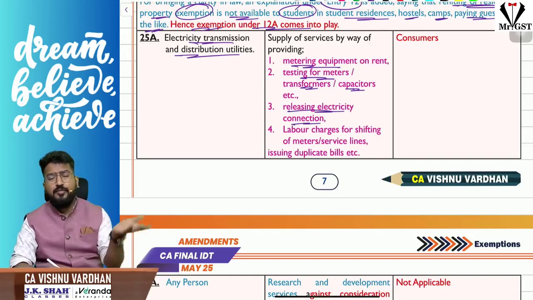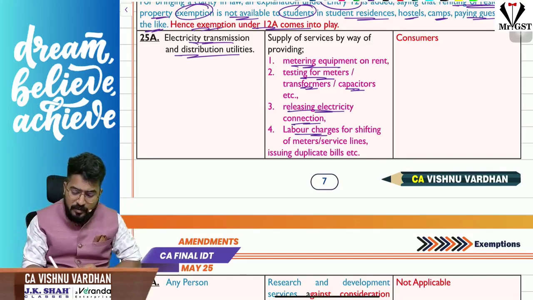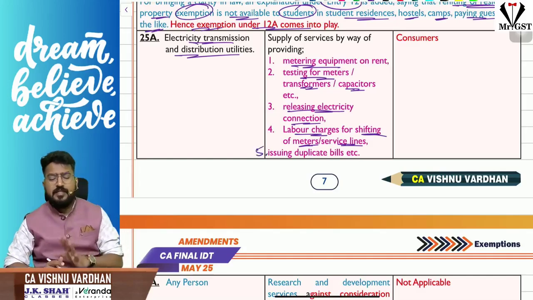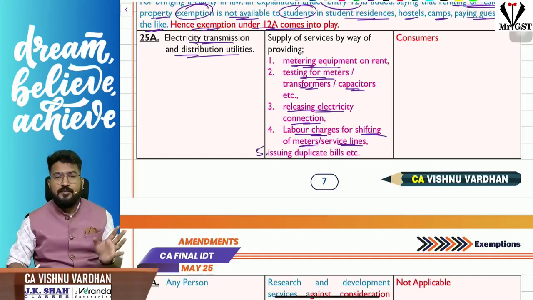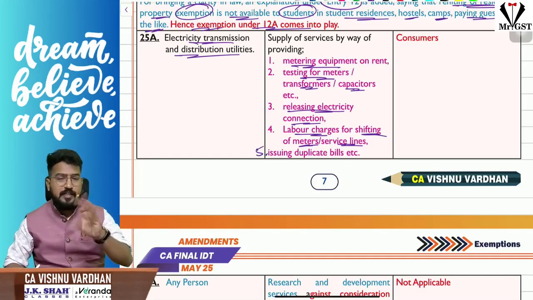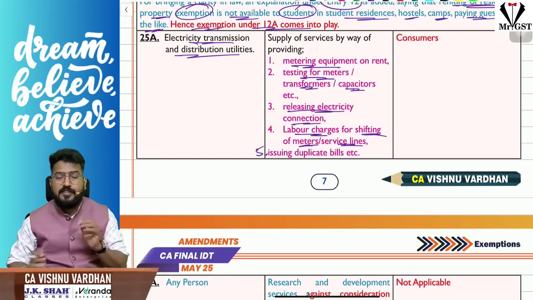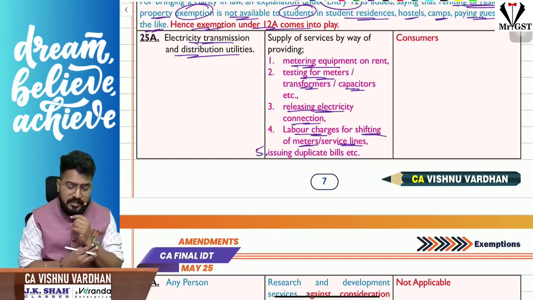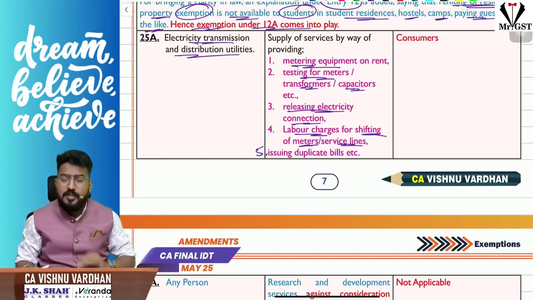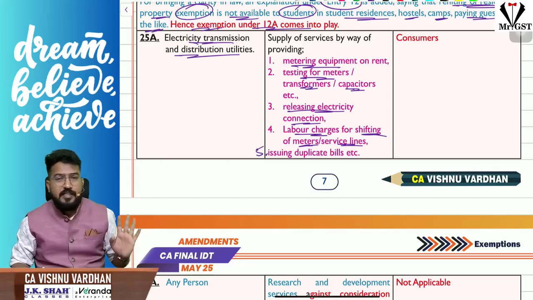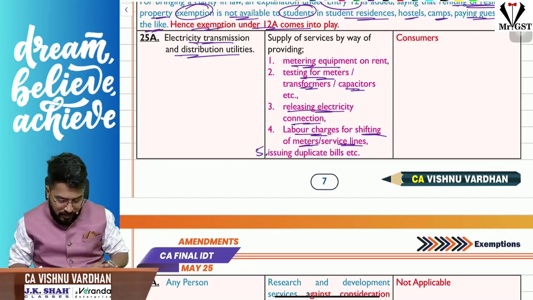all that stuff, and later you made the payment and they release the connection, labor charges for shifting the meters, service lines, or issuing duplicate bills, point number 5, issuing the duplicate bills etc., all these things were earlier taxable. Now they made a new entry giving exemption to these things, so these are also exempt now. So please remember it. Electricity transmission and distribution utilities providing these services are now exempt under GST. Okay, so that is the next entry.